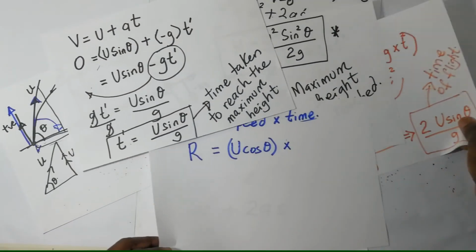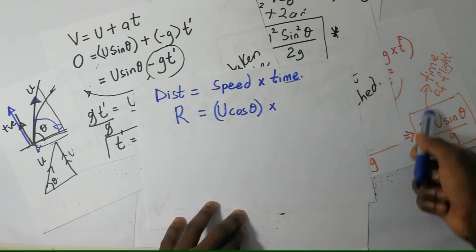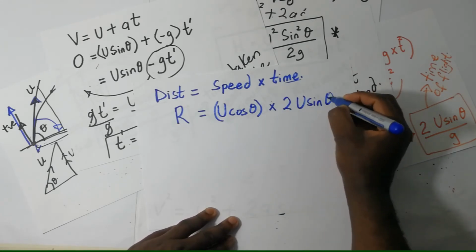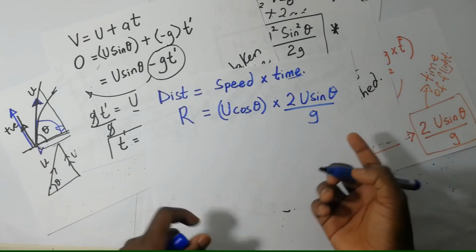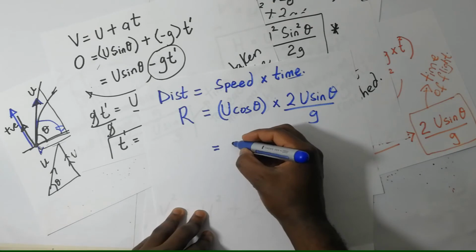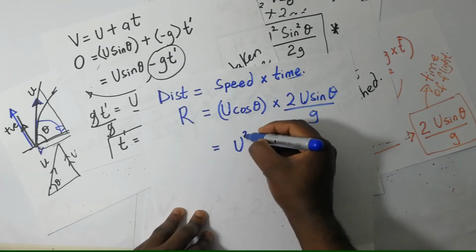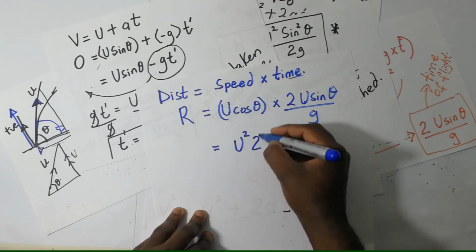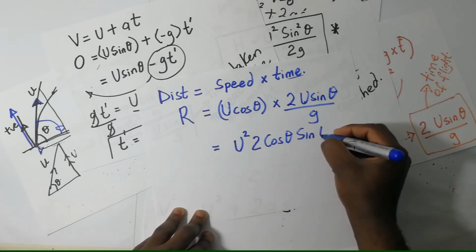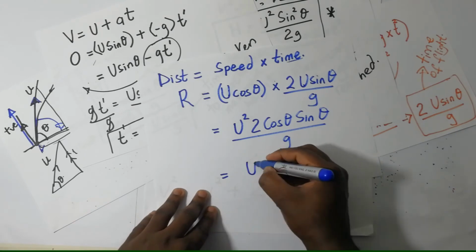The time of flight is right there. So this is going to be times this time of flight, which is 2u times the sine of theta divided by g, and the rest is just arithmetic. This times that becomes u times u is u squared, then times 2 cos theta sine theta, divided by g, and that's going to be equal to u squared.